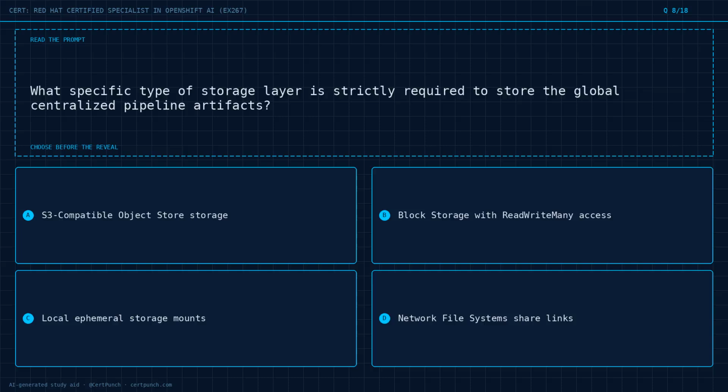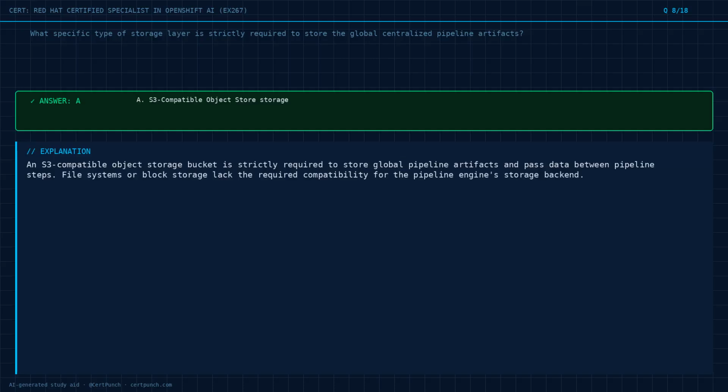Make the call before the reveal. The correct answer is option A. S3-compatible object storage. Why it works. An S3-compatible object storage bucket is strictly required to store global pipeline artifacts and pass data between pipeline steps. File systems or block storage lack the required compatibility for the pipeline engine's storage backend.